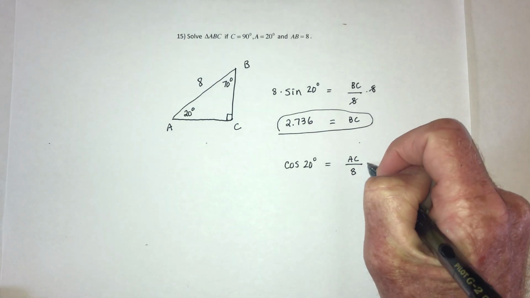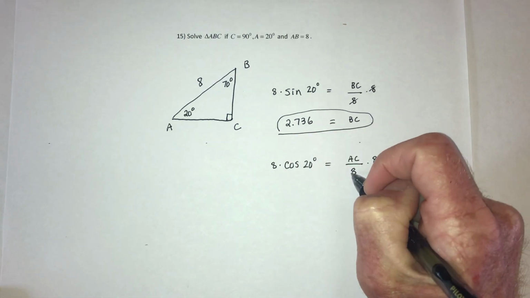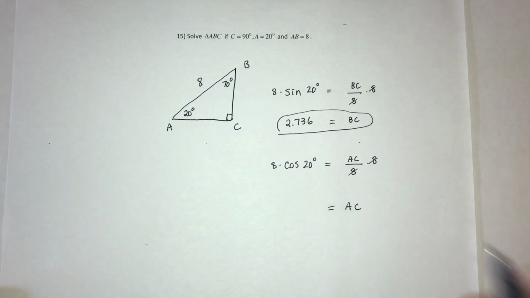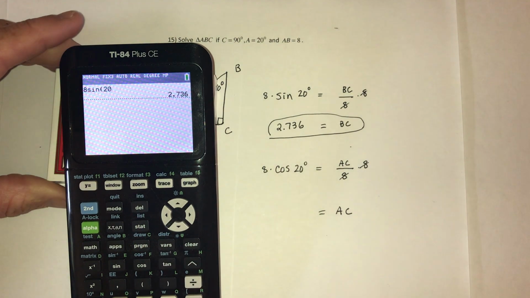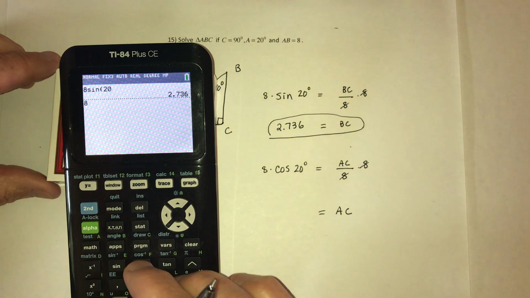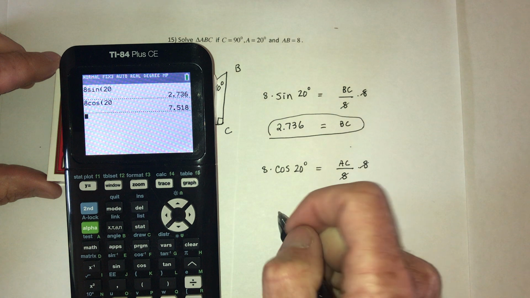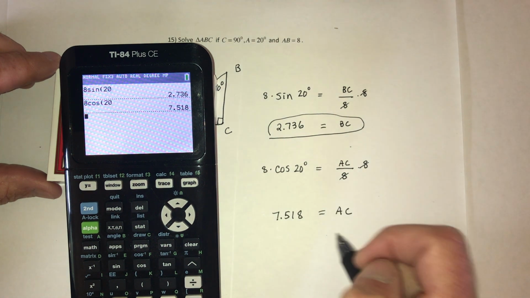And just like last time, multiply both sides by 8. Make sure to cross off these 8s so I feel like I did a good job. And then how much is 8 cosine of 20? So 8 cosine of 20, 7.518.